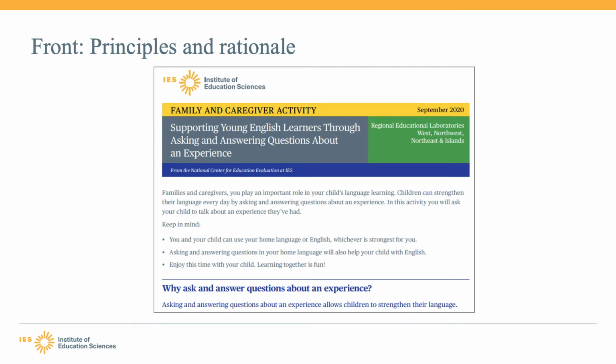So as I was saying, each of the 9 FCAs follows a consistent structure. At the top of the first page, you'll see a message about how children can strengthen language connected to the activity. We can strengthen language in daily activities that we already do. In the principles under Keep in Mind, we emphasize the importance of using home language or English and having fun in all of the activities. Then we highlight the rationale for the particular activity and make a direct connection to language learning.